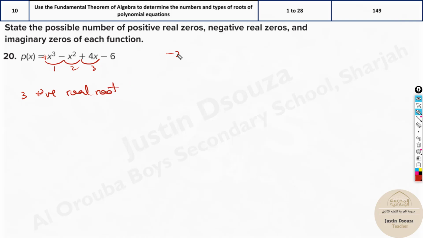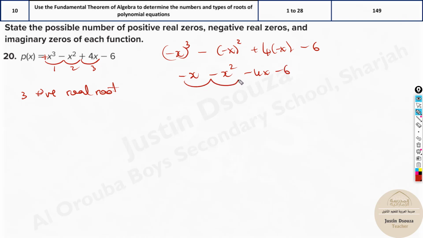Change them like this. Put minus x inside x. And over here minus, again minus x the whole square plus 4 times minus x minus 6. Now solve them up. If it's odd power, negative sign remains. If it's even power, it goes off. So it'll just be minus x squared minus 4x minus 6. And now what you do is count the sign changes. No, no, no. So 0 negative roots.